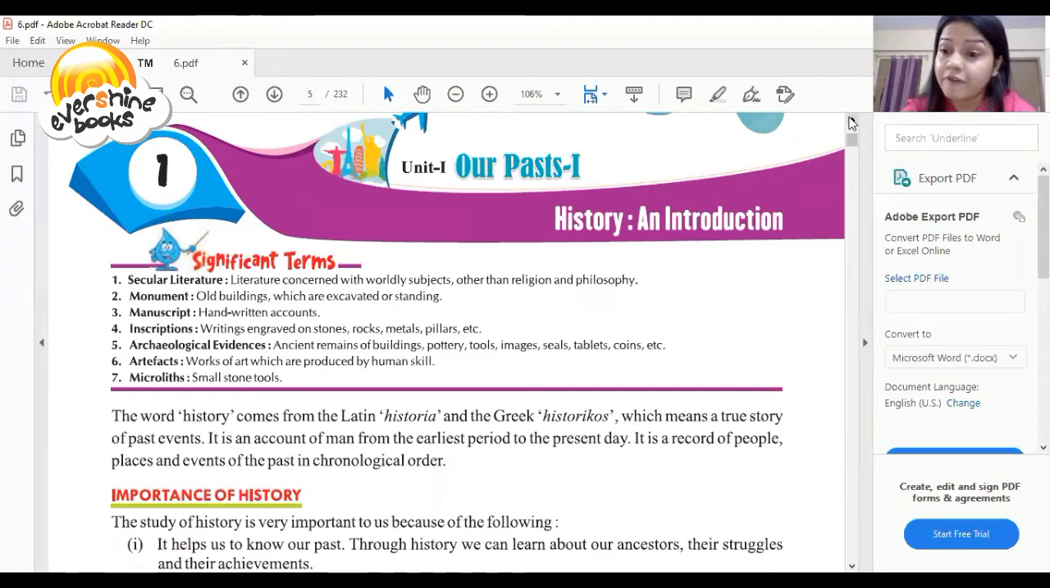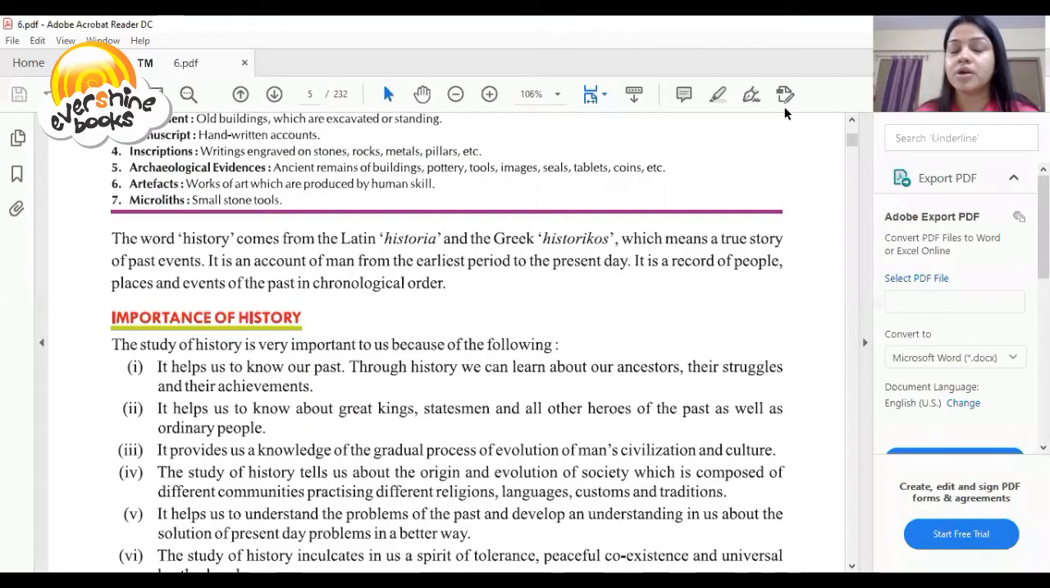Dear student, first you should know what the learning objectives of this chapter are. So, let's discuss them. Basically, in this chapter, we will study the importance of history, and secondly, we will study the sources of history. So, dear student, let's begin with the chapter.